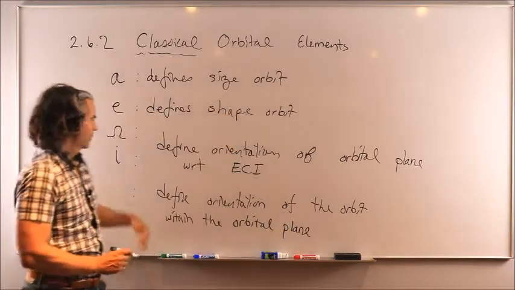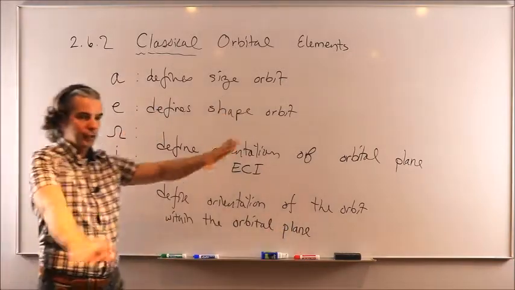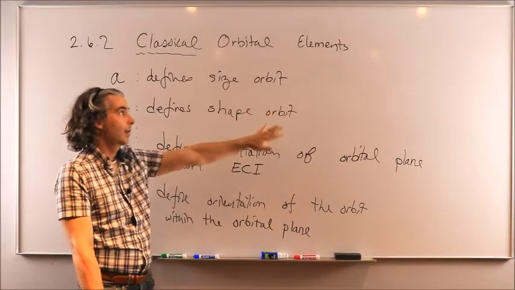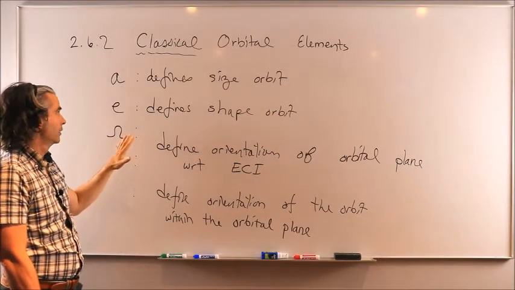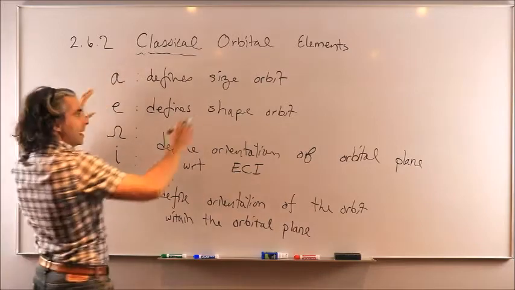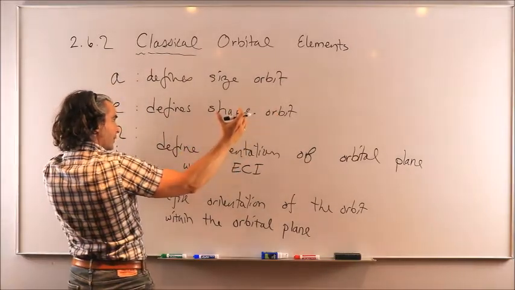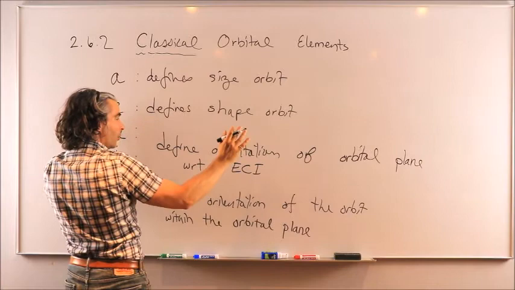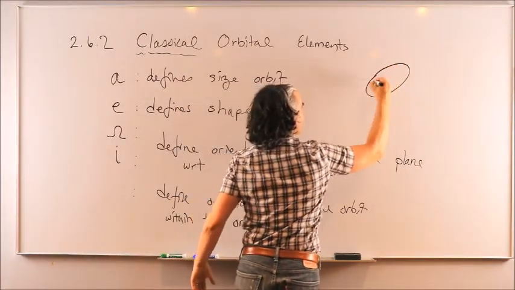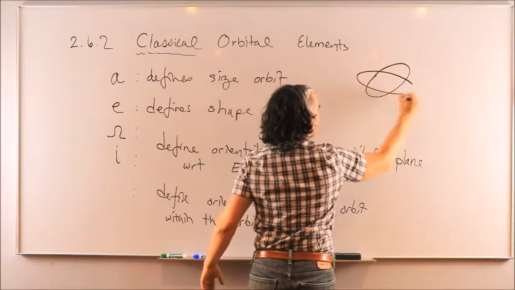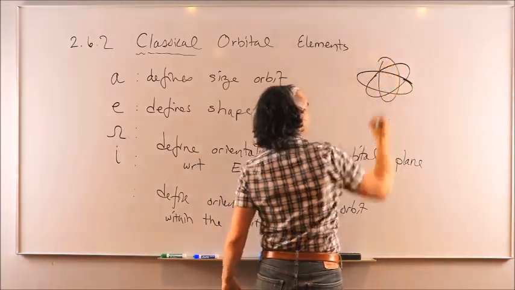Okay? Because those two only define a plane. Pretend that that plane is the whiteboard. Well, within this whiteboard, for a given size of the orbit, its shape, and the orientation of the board, we could have that orbit oriented like that, oriented like this, and so on and so on.